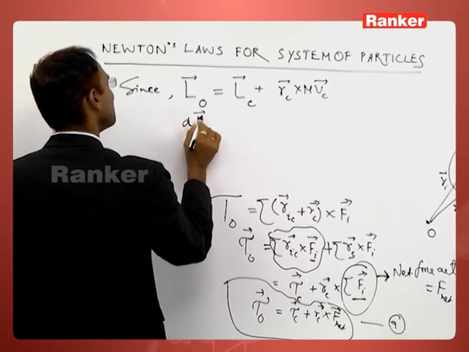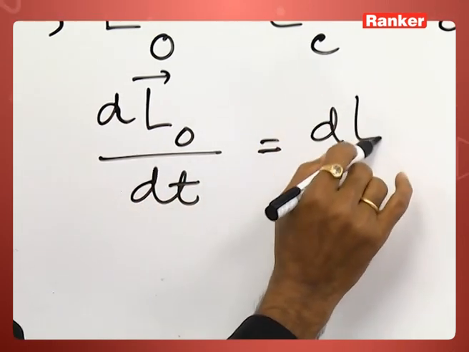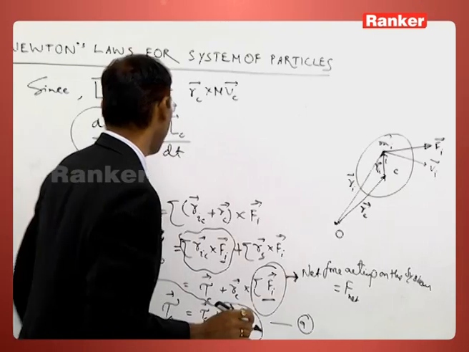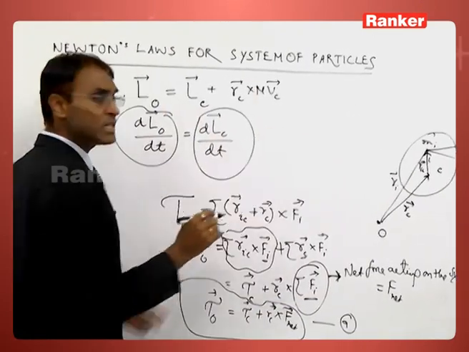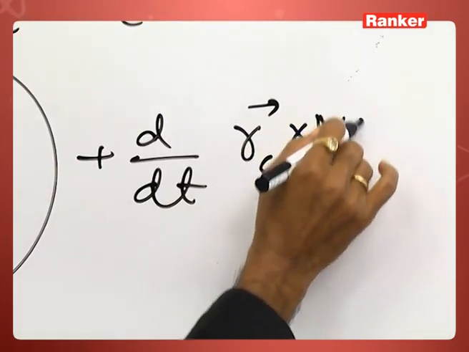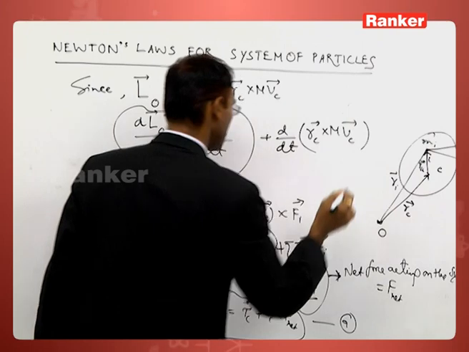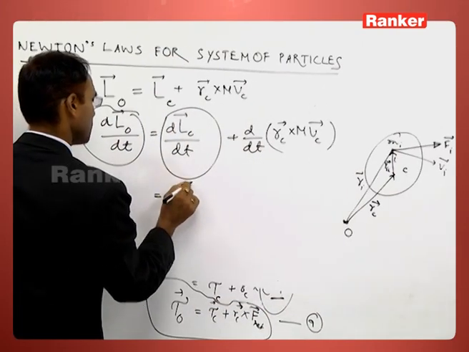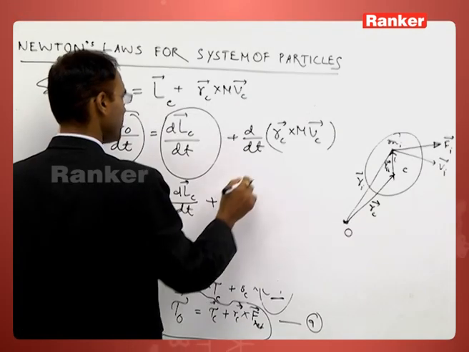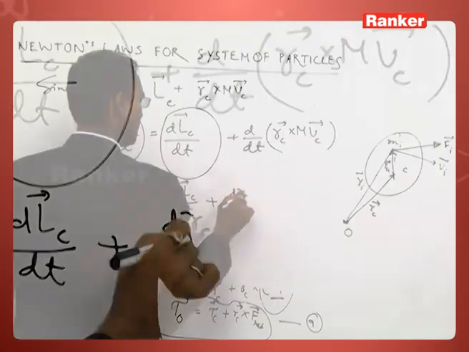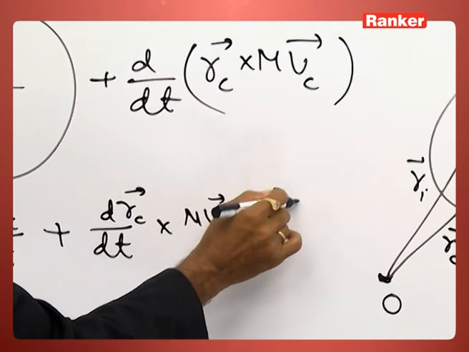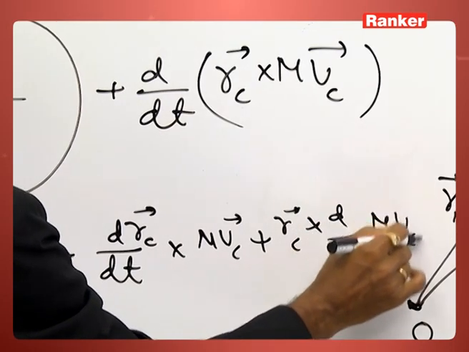Taking the derivative of both sides, we can write the rate of change of angular momentum of the system with respect to the given reference point is equal to the rate of change of angular momentum of the system with respect to the center of mass frame plus the rate of change of angular momentum of the center of mass of the system with respect to the given reference point O. That is equal to dLc by dt plus the derivative of this term, that is drc by dt cross mvc plus rc cross d by dt of mvc.